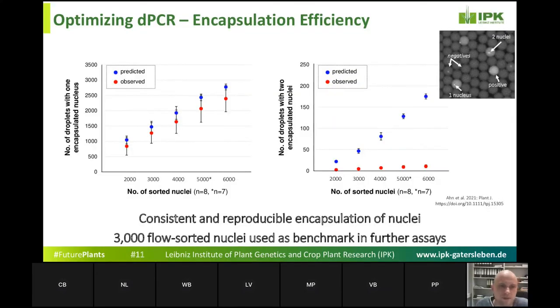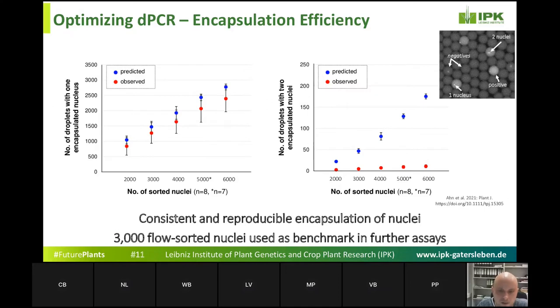To optimize the system, we performed in the beginning a lot of encapsulation experiments to test how consistent and reproducible we can encapsulate these haploid pollen nuclei. We tested in a range of 2,000 to 6,000 nuclei. What you can see is that there is a linear increase, so that roughly half, or 40%, of the nuclei we sort in are successfully encapsulated, which matches more or less a Poisson prediction. When we checked for droplets that contained, for instance, two nuclei, this number also increases with the number of sorted nuclei.